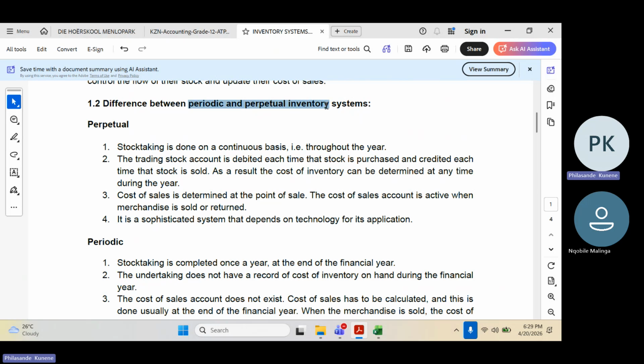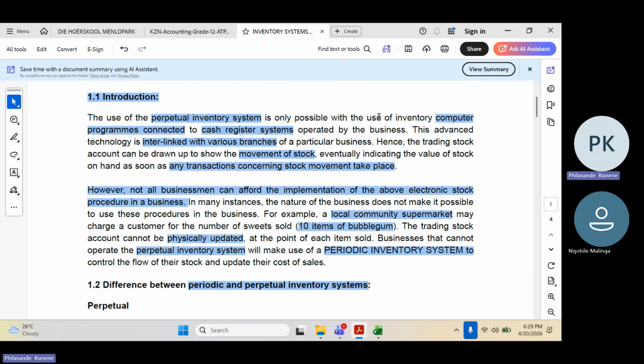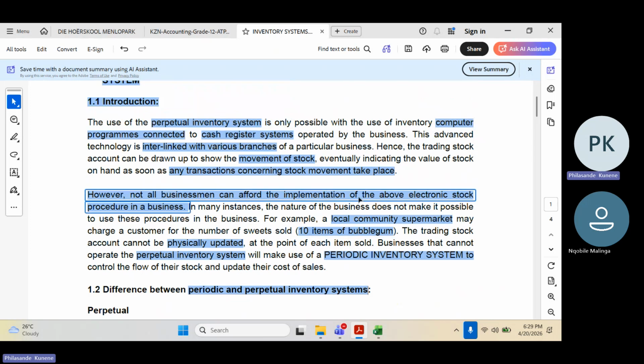Difference between periodic and perpetual inventory system, something that is very important that you need to know and you need to understand what is the difference. Already, from what we've discussed now here, what is the difference between the two? If I can ask you.